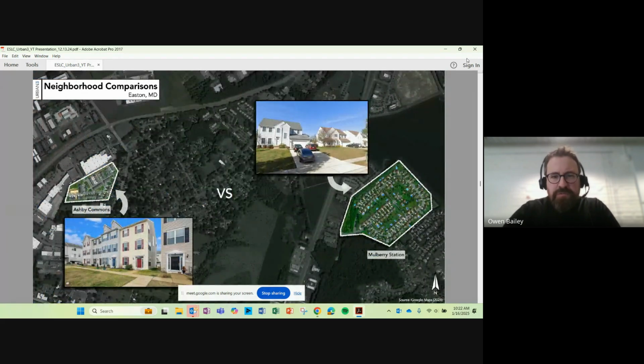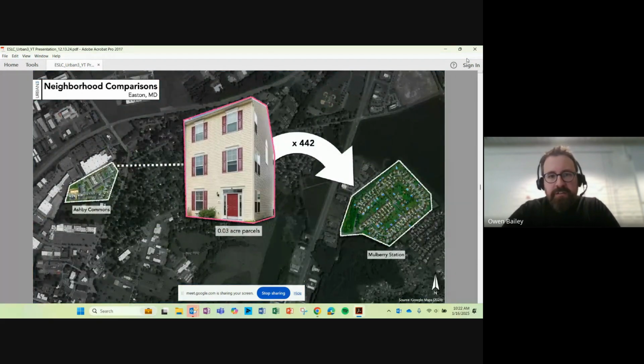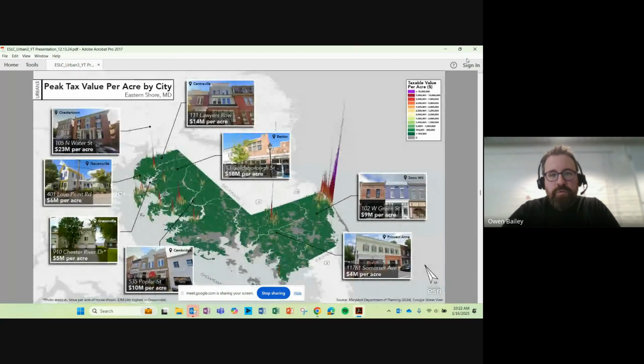I'm going to skip through some of this just for the sake of time. I want to be able to get to some questions. So here is sort of our all-star lineup for the Eastern Shore. These are the most productive buildings in each of our communities. There's that $6 million per acre I mentioned on Kent Island and Stevensville. But in Chestertown, your downtown historic district, $23 million per acre. In Centerville, it's 14. Easton, $18 million.